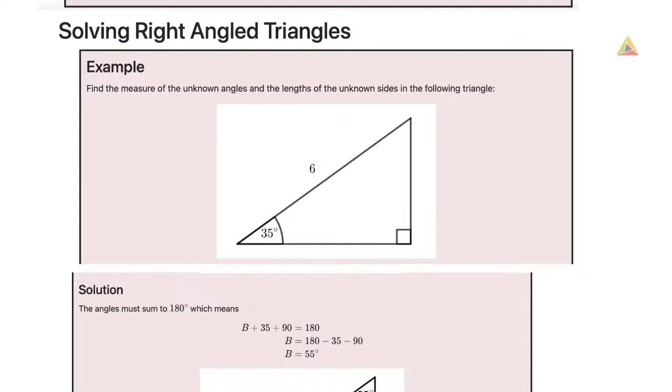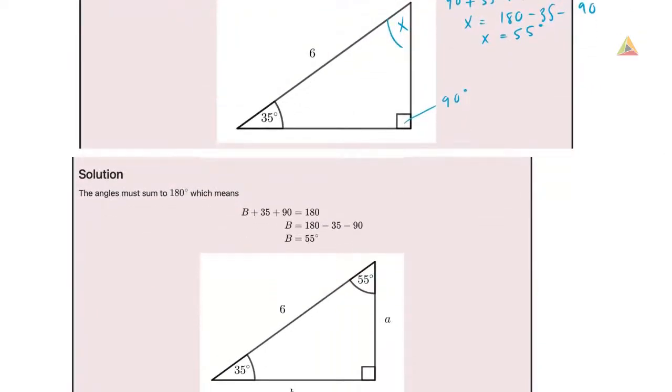So the first question there: find the measure of the unknown angle and the lengths of the unknown sides in the following triangle. Well, we know that this is 90 degrees because that symbol there means it's 90 degrees. We'll call the missing angle x, and x plus 90 plus 35 all add to 180. So we'll write that out in an equation: 90 plus 35 plus x gives us 180 degrees. So x is equal to 180, take away 35, take away 90. So x is equal to 55 degrees. They've labelled it B there, so B or x, that missing angle is 55.